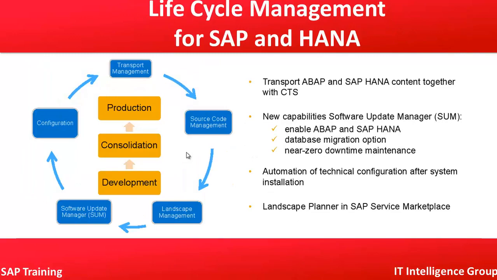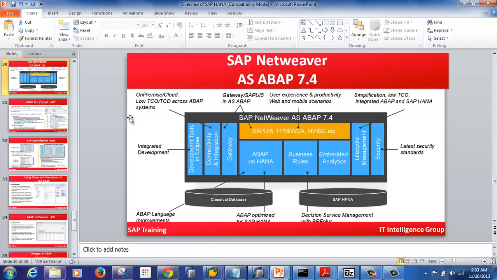This is basically a lifecycle for SAP and HANA. Here you can see the different tools which you use. For example, you'll be seeing the transport management piece, how you can do source code management, landscape management, and the update process using HLM, HANA lifecycle management, and configuration, and how it goes from development to consolidation or test to production. That is pretty much what I wanted to cover in this particular topic.